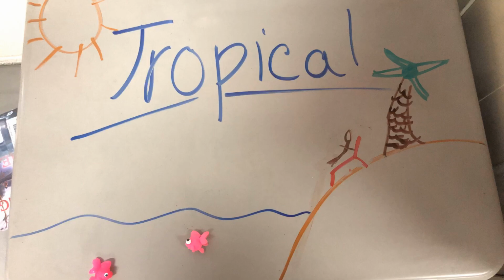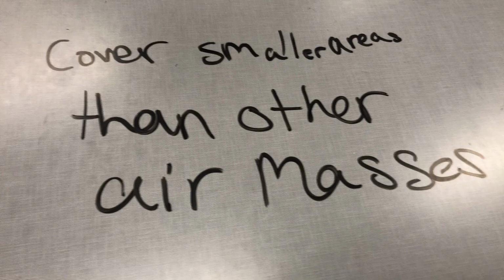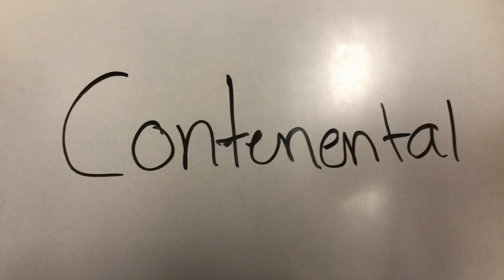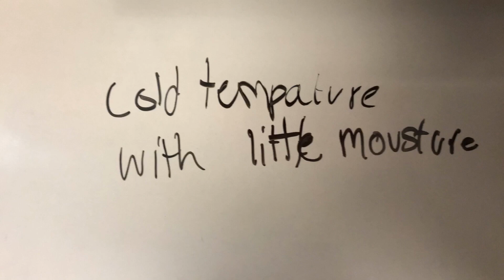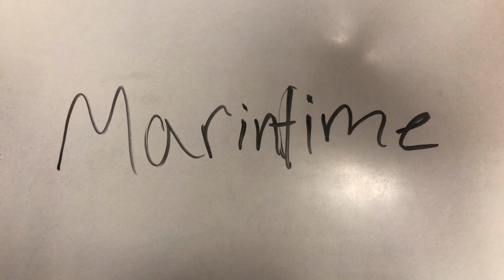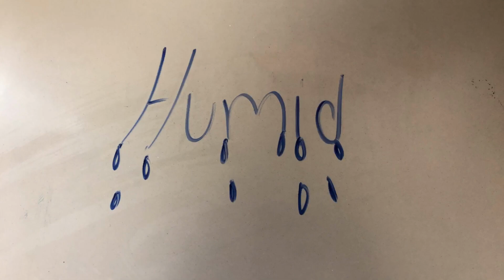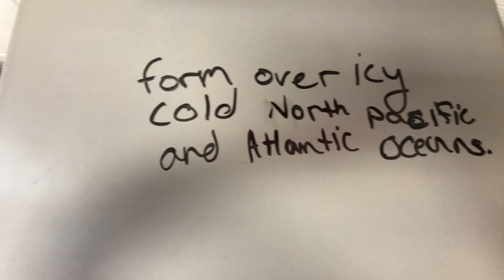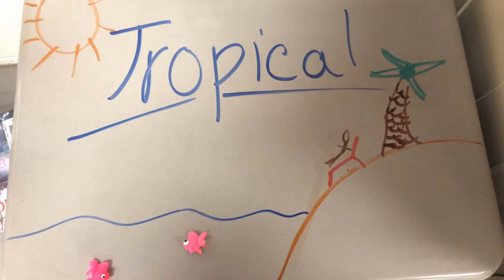Continental tropical: hot, dry, forms mostly in summer, covers smaller areas than other air masses. Continental polar: cold temperature with little moisture. Maritime polar: cool, humid, forms over the icy cold North Pacific and Atlantic Oceans. Maritime tropical: humid, warm.